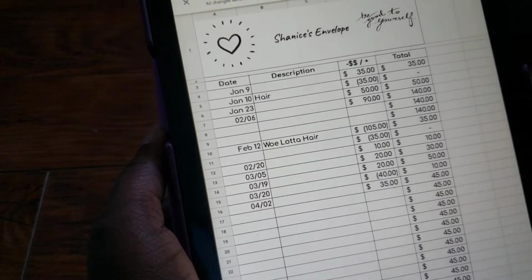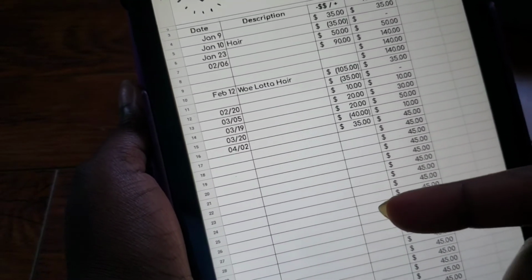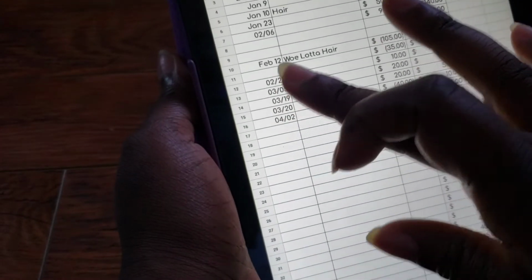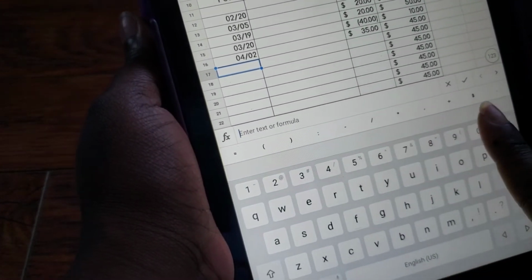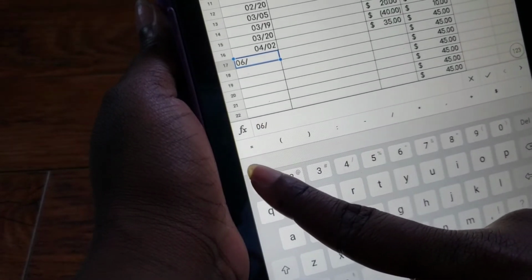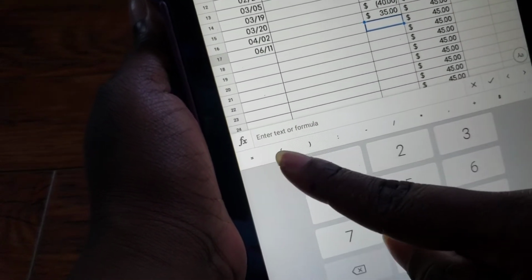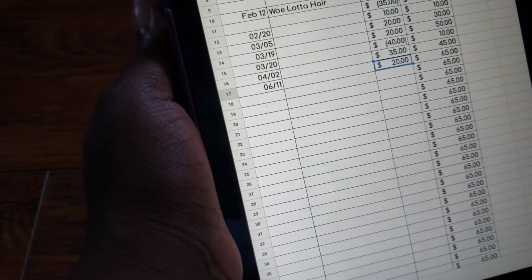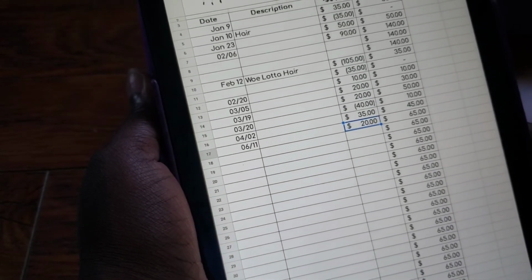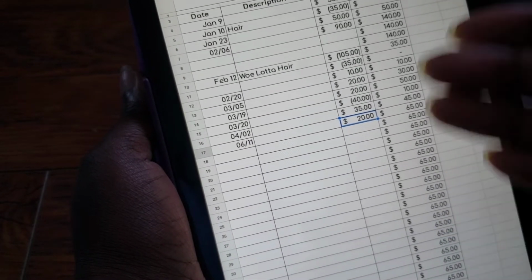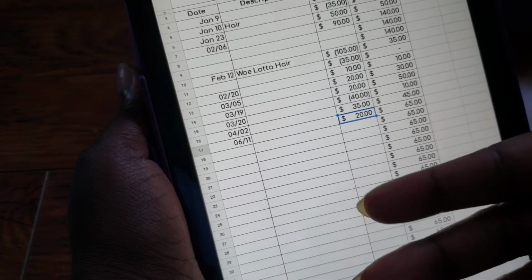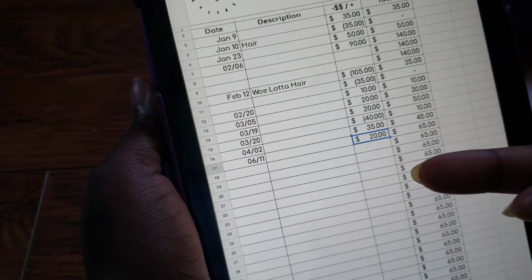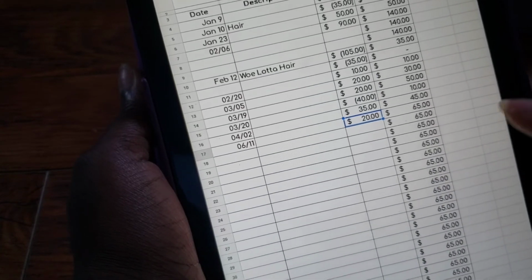So, for example, this is my Shanice envelope. So I had inputted a 20 in there. So I would just put $20 so I know exactly how much I have in each. And as I use money, I come in here and I put in the description what I used it for, and then it will automatically deduct it. So yeah, I have one for each envelope.